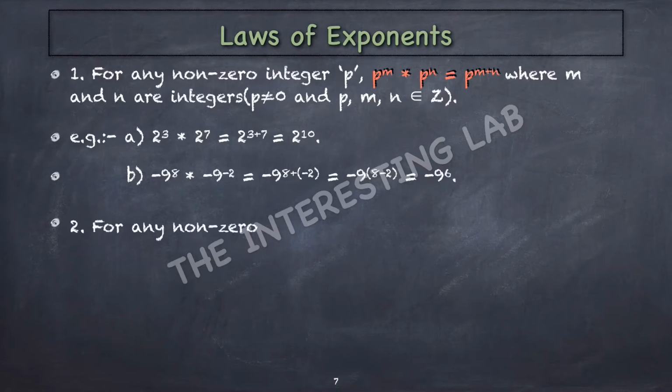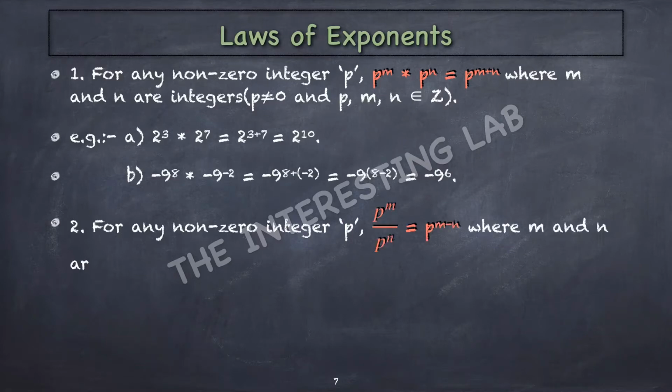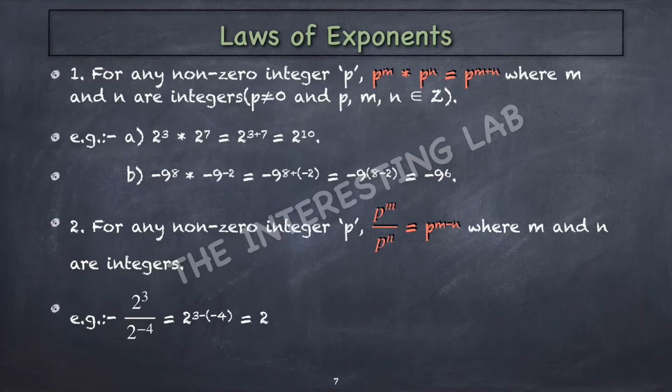2. For any non-zero integer p, p power m by p power n equals p power m minus n, where m and n are integers. For example, 2 cubed by 2 power minus 4 is equal to 2 power 3 minus of minus 4 is equal to 2 power 3 plus 4 is equal to 2 power 7.